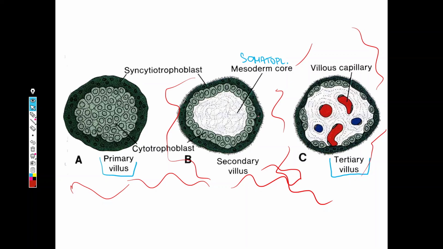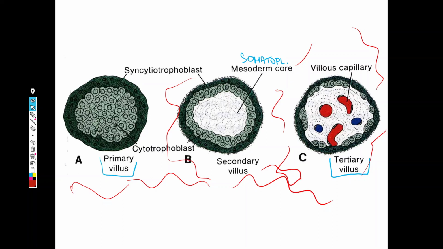So, what's happening really here? In the case of secondary villus, when we have only secondary villi, those nutrients only need to be diffused. So we don't have vessels, they need to be diffused. But in the case of tertiary villi, they pass into the vessels and are transported further.